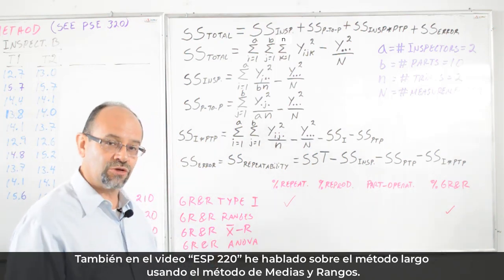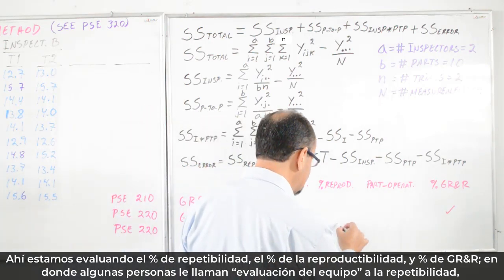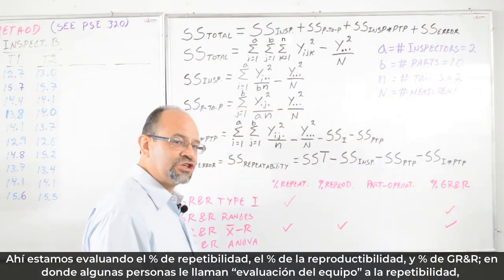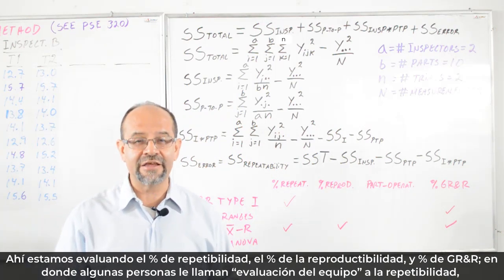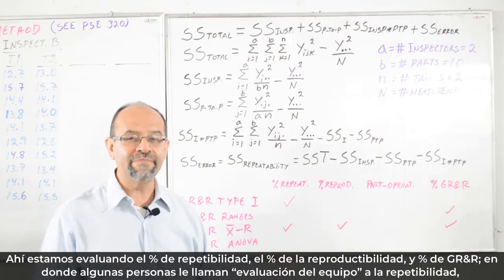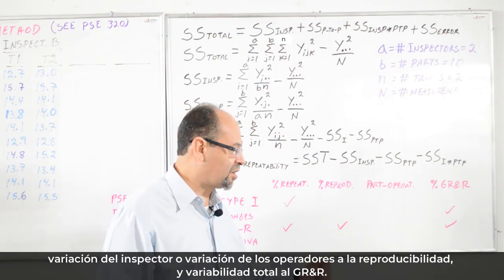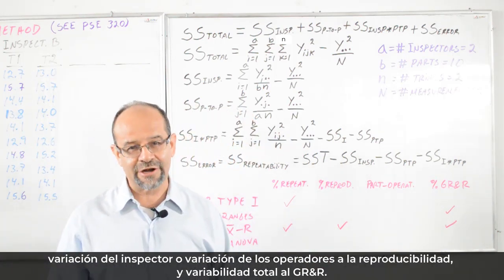Also, in video Problem Solving 220, I talked about the long method using the means and ranges method. In that one, we evaluate the percentage of repeatability, the percentage of reproducibility, and the percentage of GR&R, which some people call the equipment variation, which would be the repeatability, the appraiser variation or operator's variation, which is the reproducibility, and the total variability, which is the GR&R.